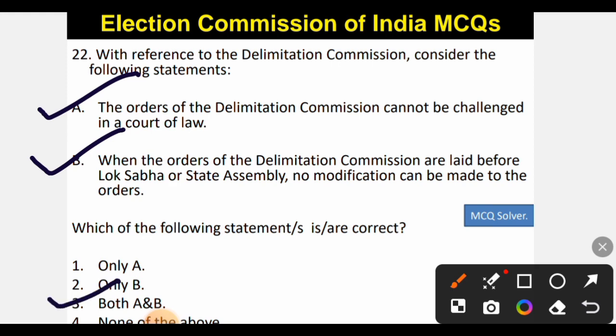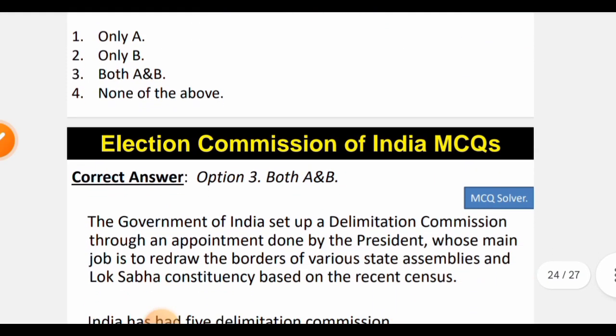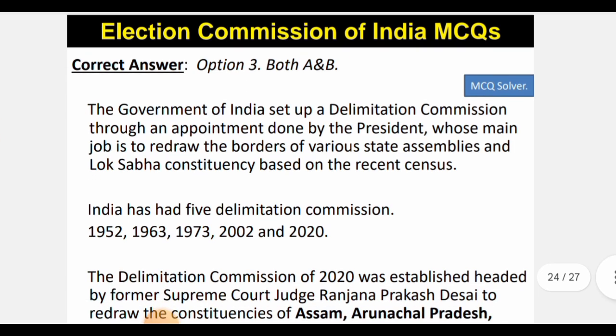Now the Delimitation Commission is a commission that basically includes a former Supreme Court judge, the Chief Election Commissioner or the other 2 election commissioners, and some eminent personalities like political leaders. This commission is formed in order to redraw the boundaries of Lok Sabha constituencies or state legislative constituencies. The Delimitation Commission is formed by the Government of India, and the appointments of the members are done by the President of India.